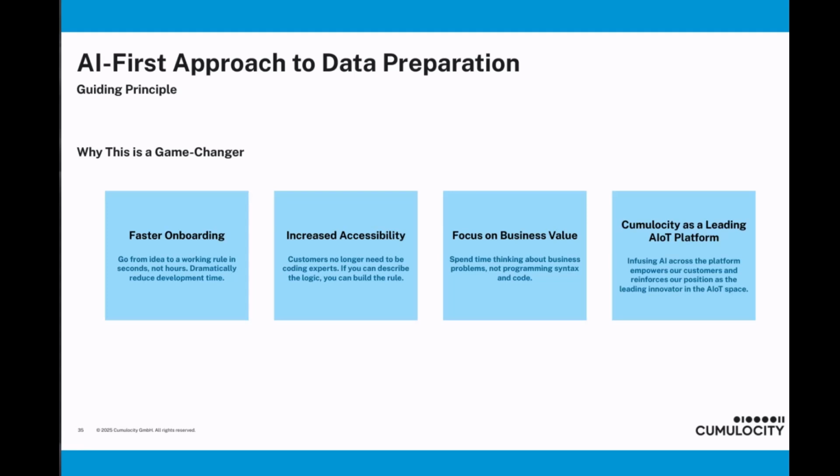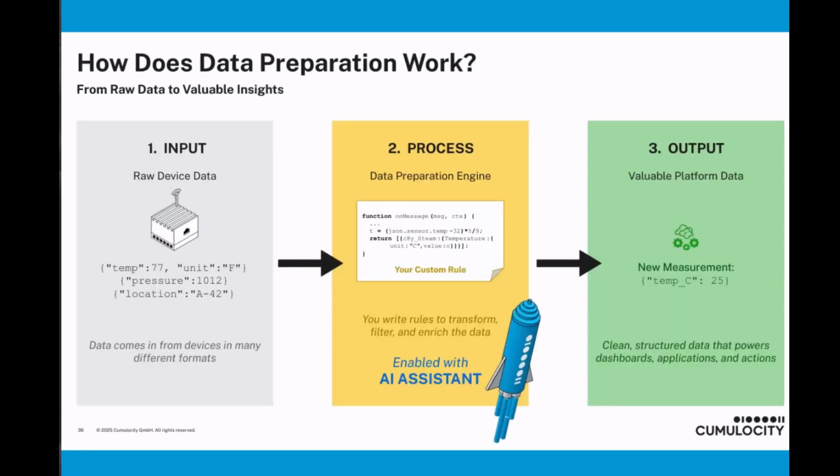And then lastly, Cumulocity is a leading IoT platform. I'm sure you all heard the recent news about the Gartner Magic Quadrant, but we want to really ensure that AI is used across the platform as it's a booming technology, and we want to make sure we're leading at the forefront of the so-called AIoT space, right? We want to make sure that we are the leading player, not only in IoT, but also AIoT as well, right? So this AI first approach that we're taking to data preparation has been validated, and we're really excited about bringing this to you all. So, at its core, right, let's take a kind of a broader step back.